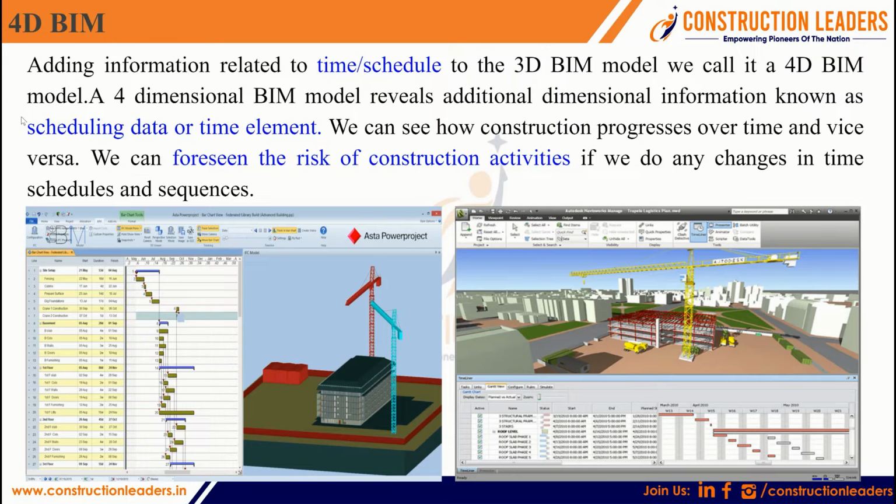We now have the idea of a 3D model and the information attached to the 3D model. If we attach the information related to the time element, the schedule, and the sequence to the 3D model, then we will call it a 4D BIM. That is the fourth dimension of the BIM.